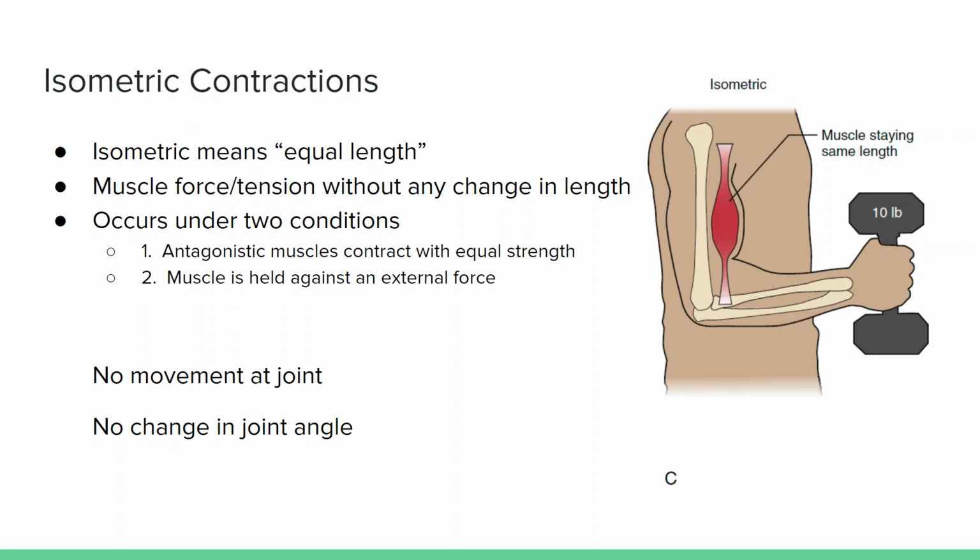And it occurs under two conditions. Either you have co-contraction, where your antagonist muscles are contracting with equal strength of your agonist, or a muscle is held against an external force. So similar to this picture where you are lifting a 10-pound weight, but you keep it at a joint angle at your elbow of 90 degrees, and the muscle is engaged and it is activated and contracting, but there's no motion.